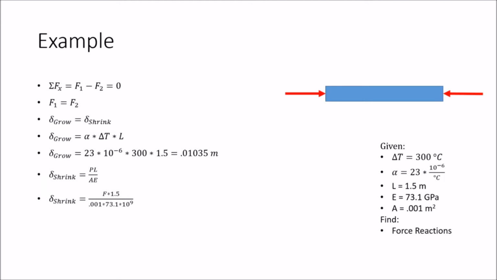When we set these two equal to each other, we can solve for the force in our wall reaction, and the result is 504 kilonewtons.